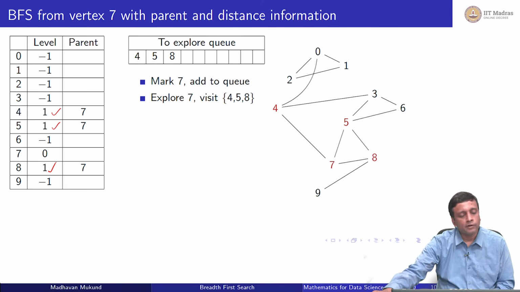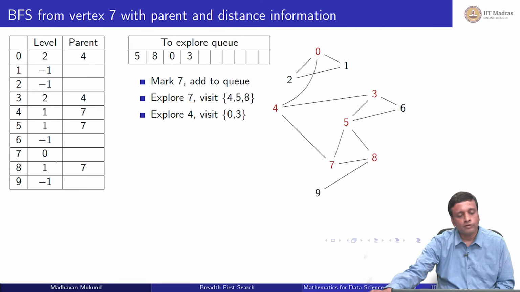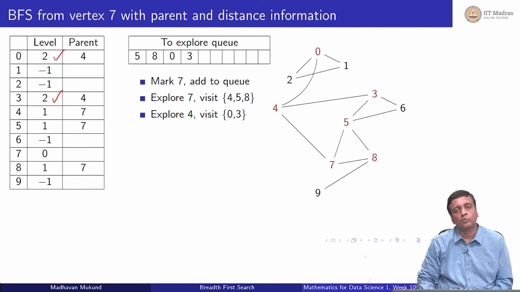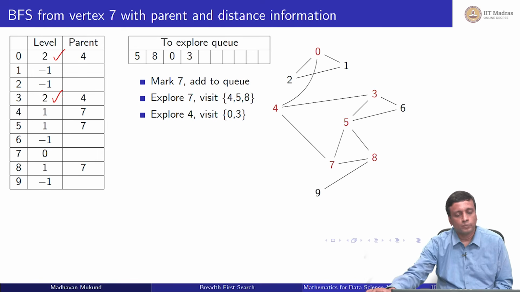Now when we explore the neighbors of 4, I get to 0 and 3. So these now have level 2, because the level of 4 was already 1. So it's 1 plus 1 is 2.